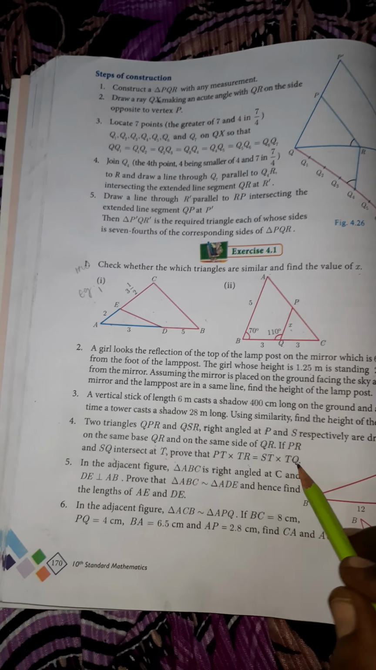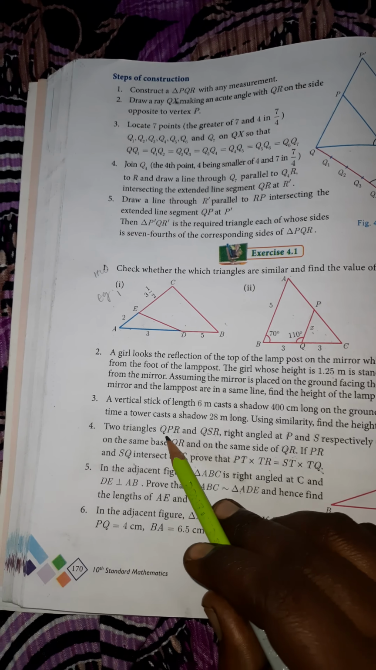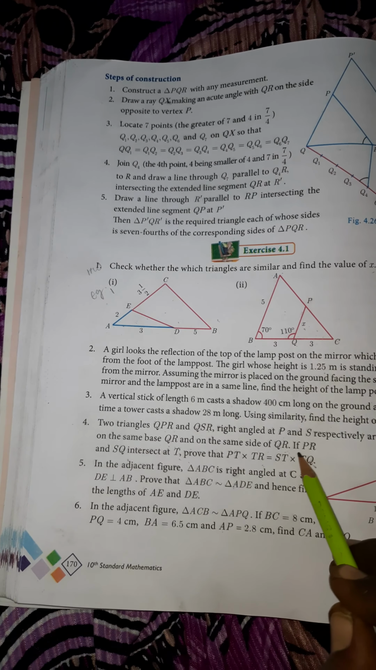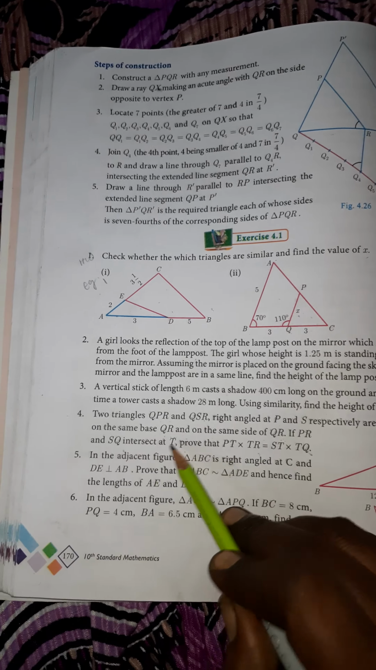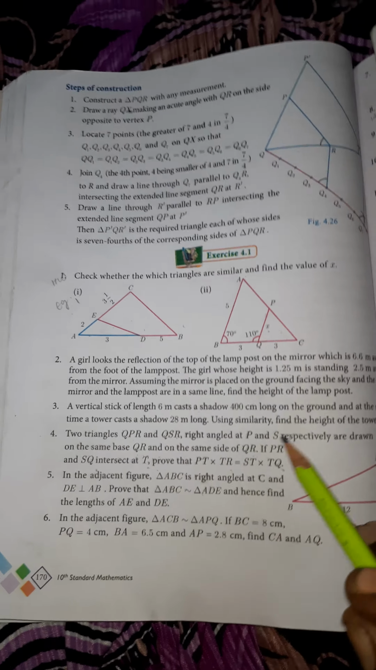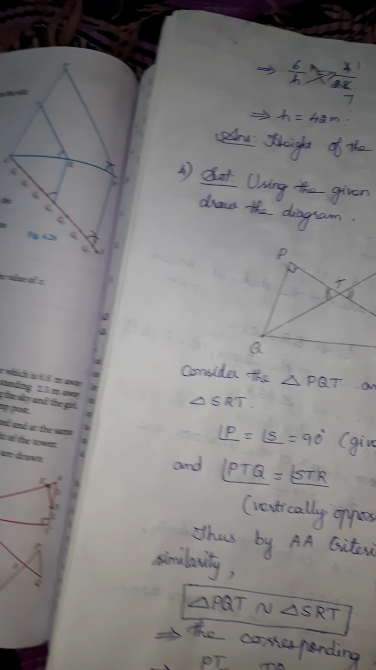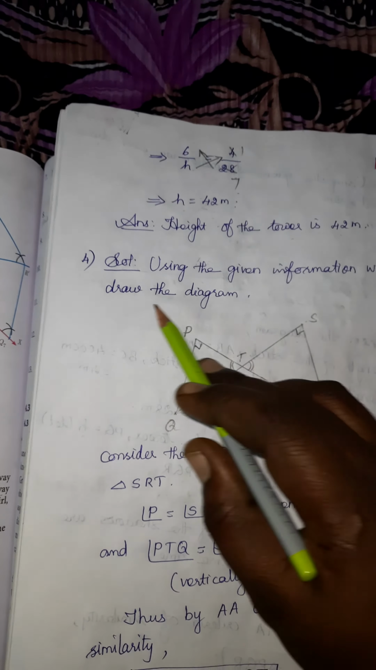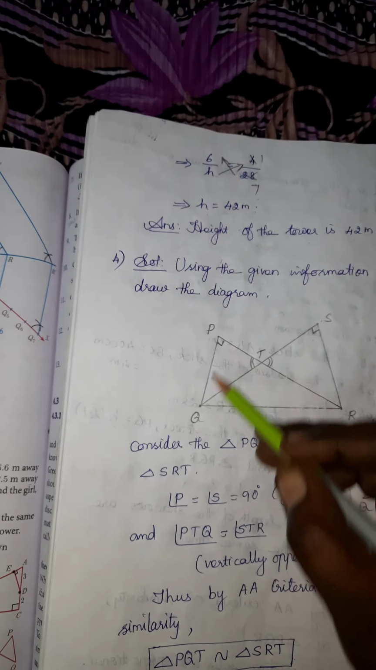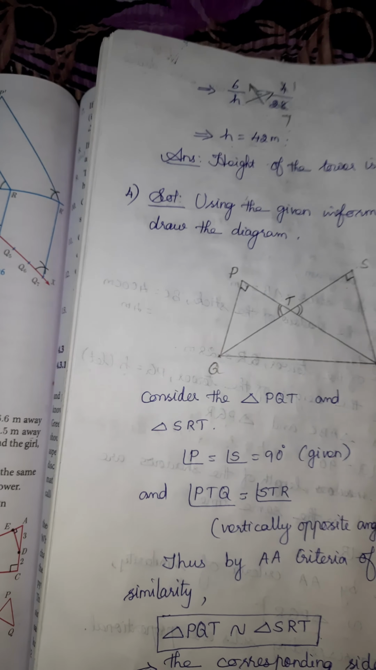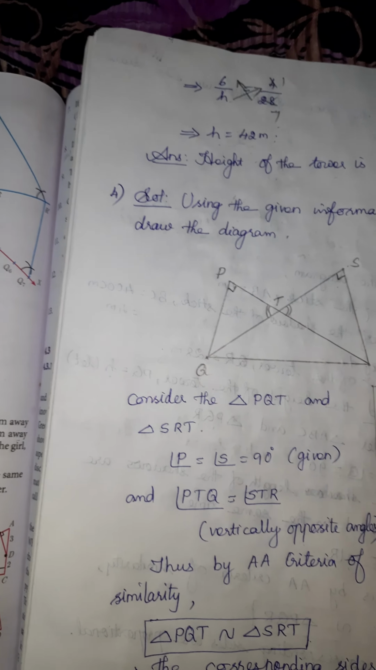Okay, we can draw the triangles first, QPR and QSR, with the intersecting lines PR and SQ intersecting at T. We can draw all this in the solution part and try to prove. Okay, you see the diagram now. Using the given information, we can draw the diagram. First, PQR and QSR are the two triangles.